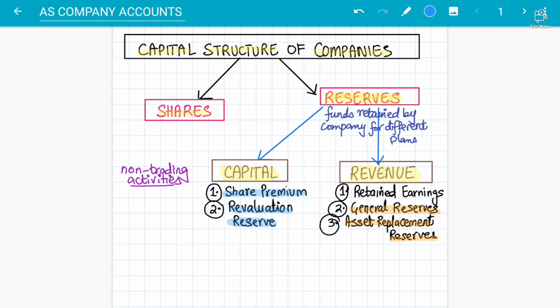Basically, reserves are the funds retained by the company to strengthen its financial position and provide for future expansion plans. And then you have capital and revenue reserves. We'll talk about their numerics and how to solve them in the next video. Thank you.